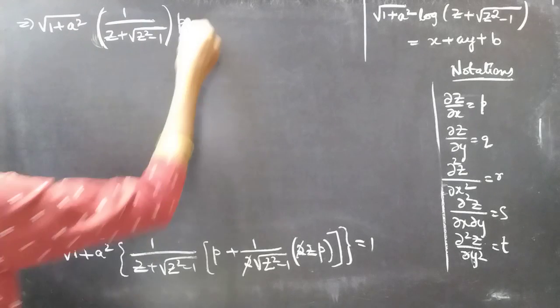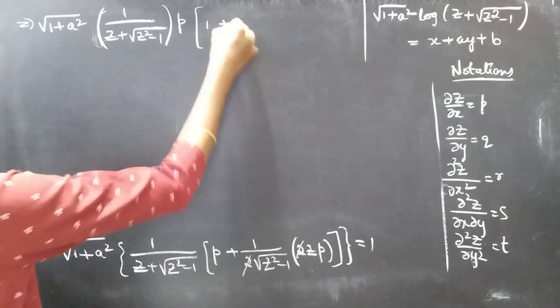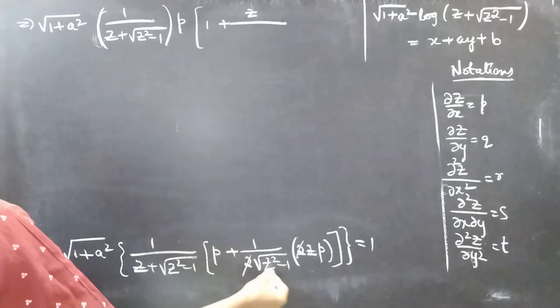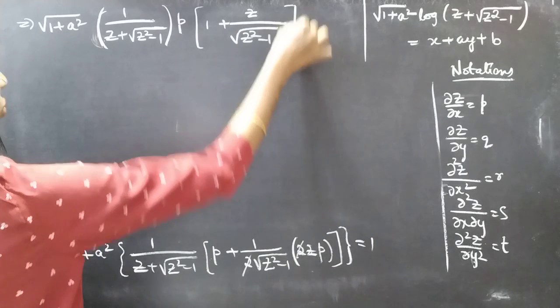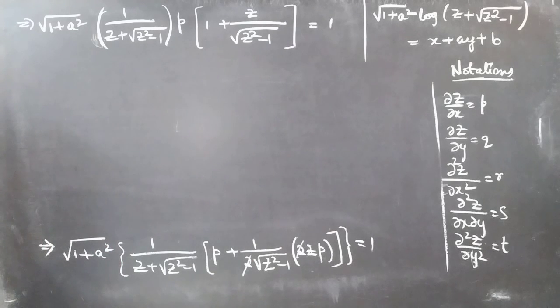P into 1 plus z by square root of z square minus 1 equal to 1, right? Fine.